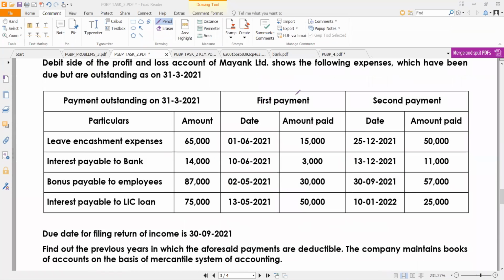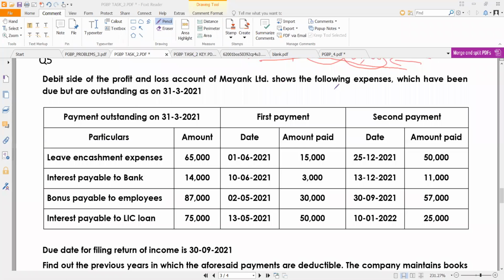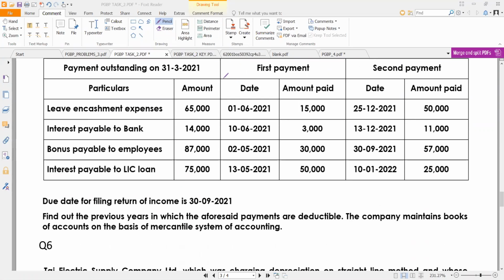Now, question number five is a straightforward thing. Debit side of the P&L account of Mayank Limited shows the following expenses which have been due but are outstanding at the end of the previous year. And the amount paid, when it is paid, first payment, second payment amounts are given. So this 15,000, according to what is this amount? Leave encashment expenditure, 43B applicable. How much will be allowed now for this previous year? That will be only 15,000. After that, 50,000 will be allowable for the next year.